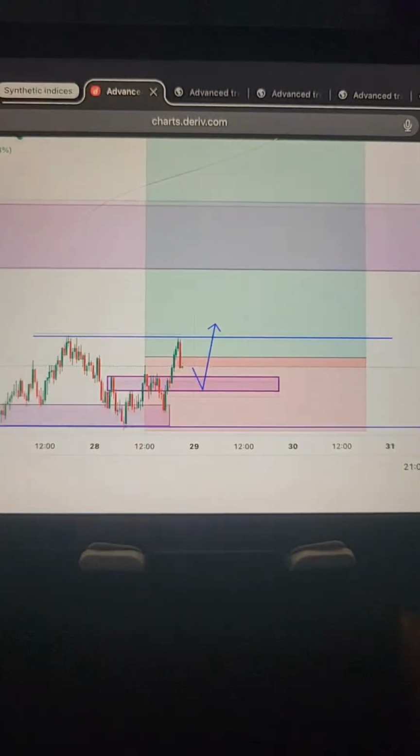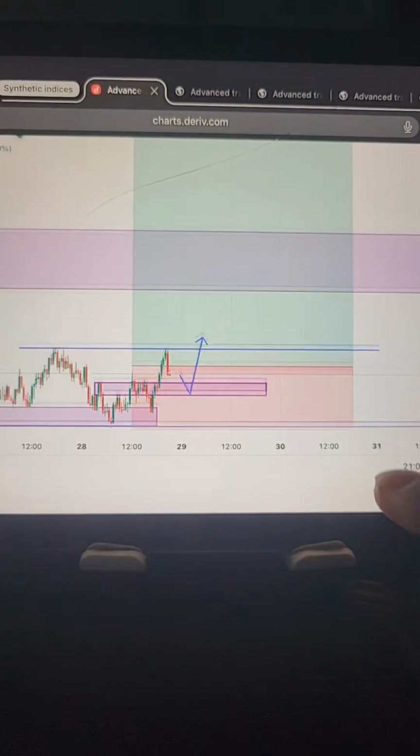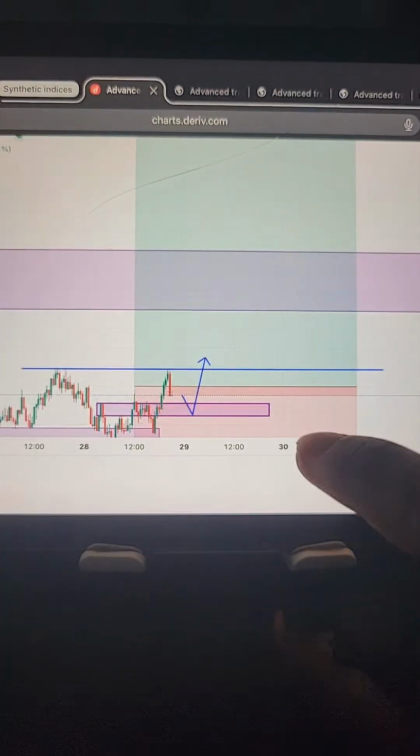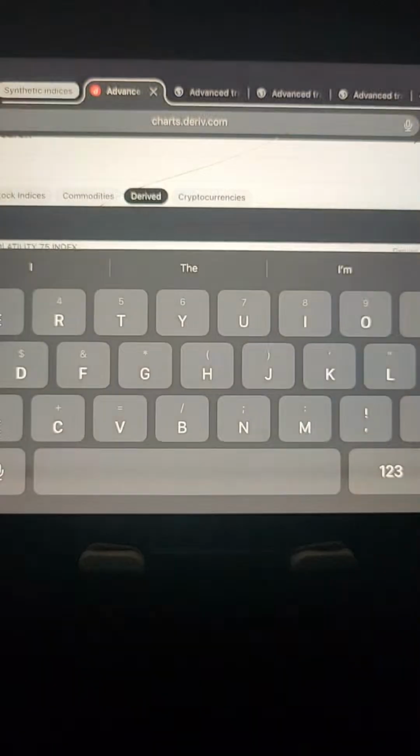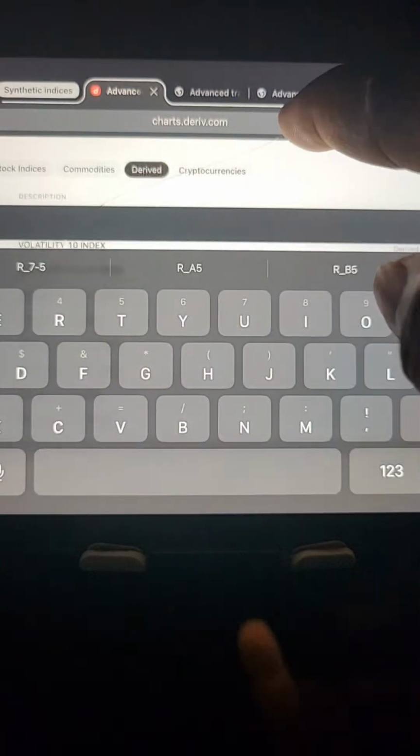So let me see what is happening on volatility 25. I have eyes on that one also. I have eyes on volatility 25. It's looking like this, NEPA, they are just winding us. So they are winding us here.